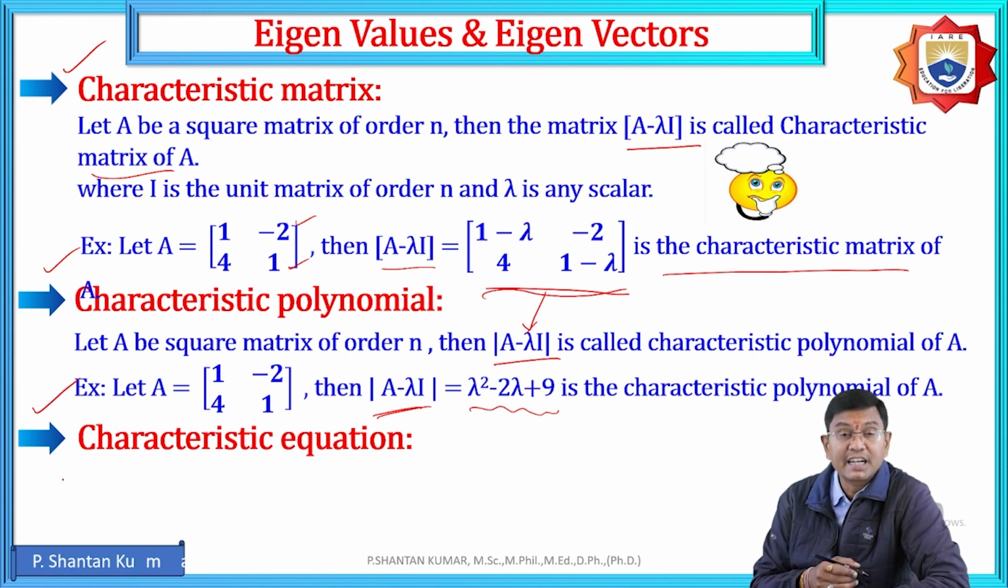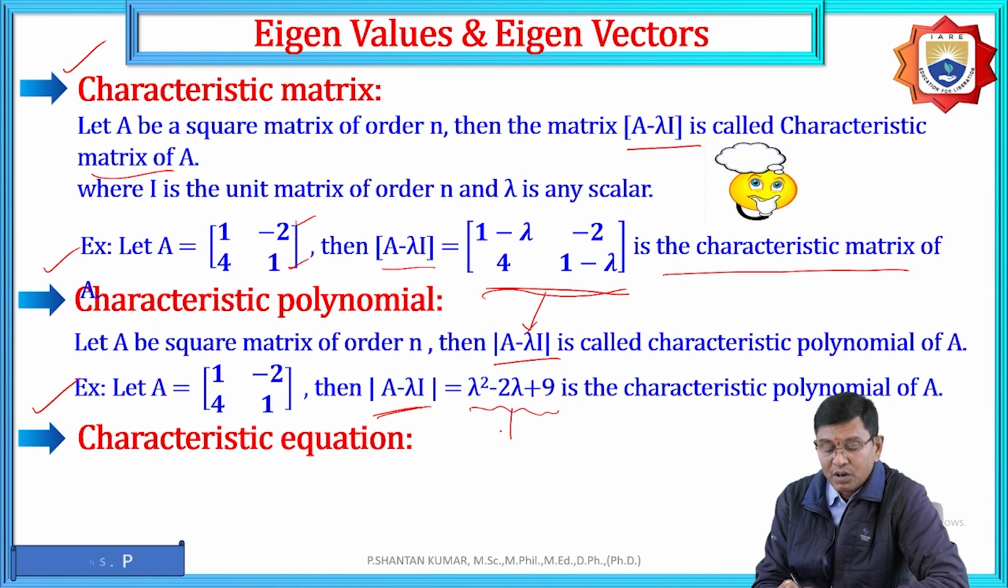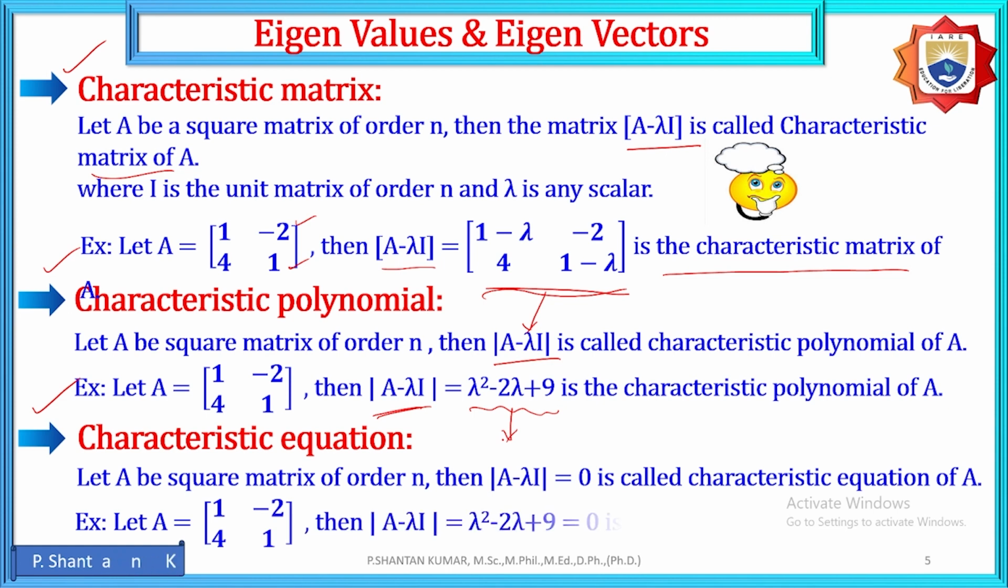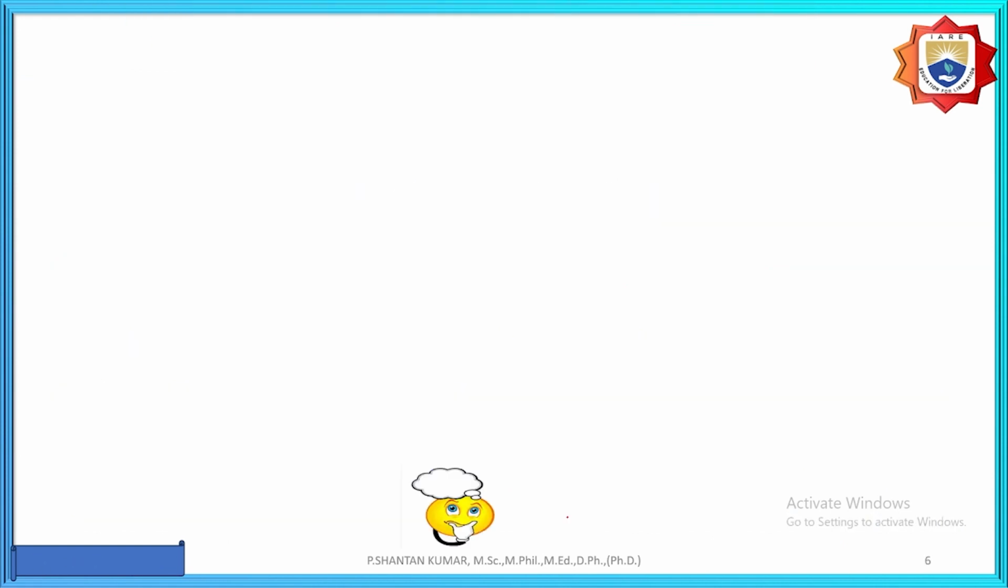Further, the characteristic polynomial equated to 0, that equation you obtain is called the characteristic equation of the matrix. That means whatever equation we obtain by equating it to 0, that is called the characteristic equation of the matrix. These are the interlinked definitions: characteristic matrix, characteristic polynomial and characteristic equation.